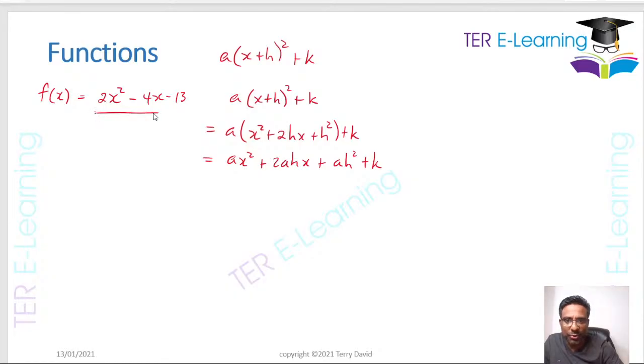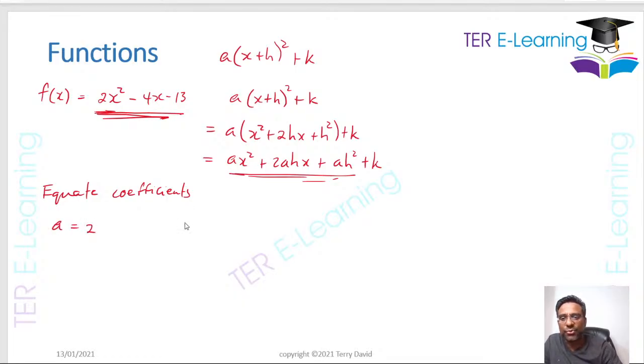So what we're going to do now, we're going to equate our coefficients. You're going to look at this expression here and look at this expression here, right? So if we equate coefficients, you can see we have 2x squared here and we have ax squared here. So what that tells me is that a is equal to 2. So look, I figured out a already, right?